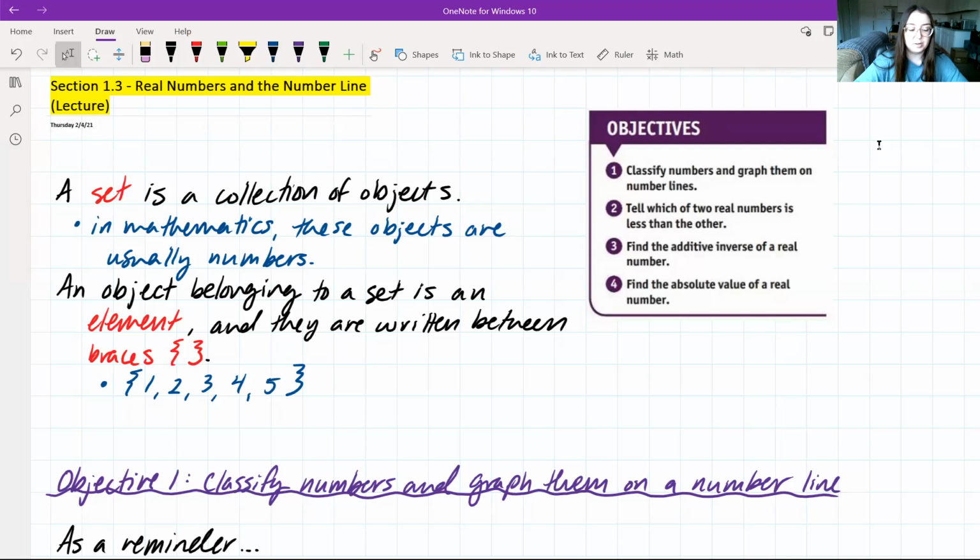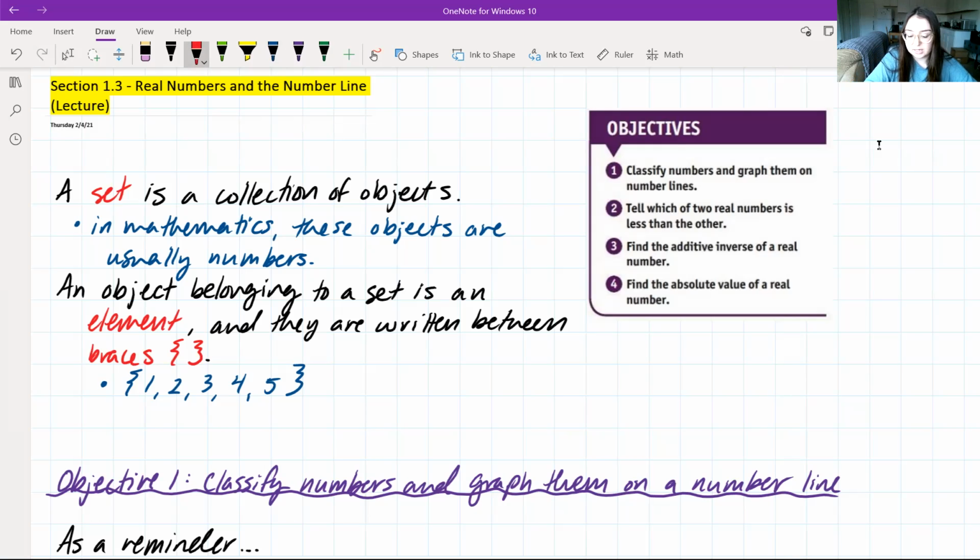So to begin, we want to identify a set. A set is just a collection of objects. And in math, these objects are usually going to be numbers. An object belonging to a set is an element, and they are written between braces, so our curly braces. As an example here, we have our set of 1, 2, 3, 4, and 5.